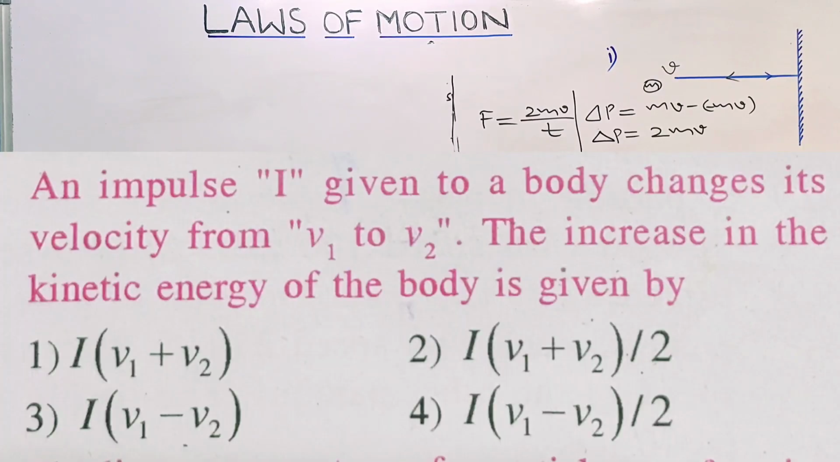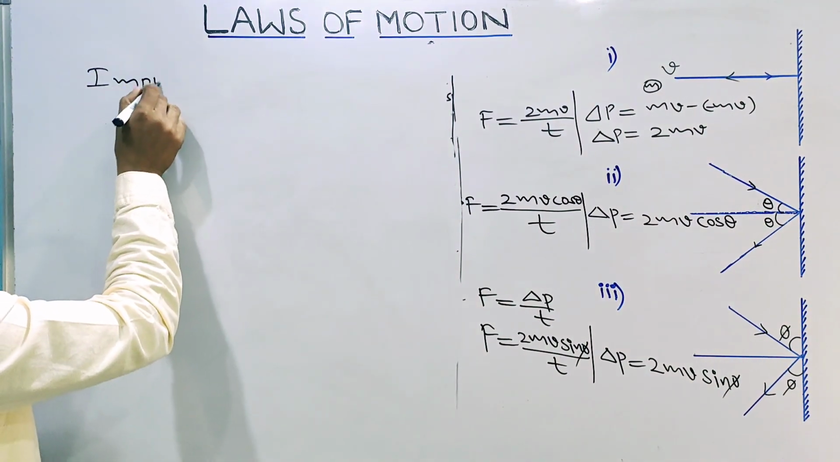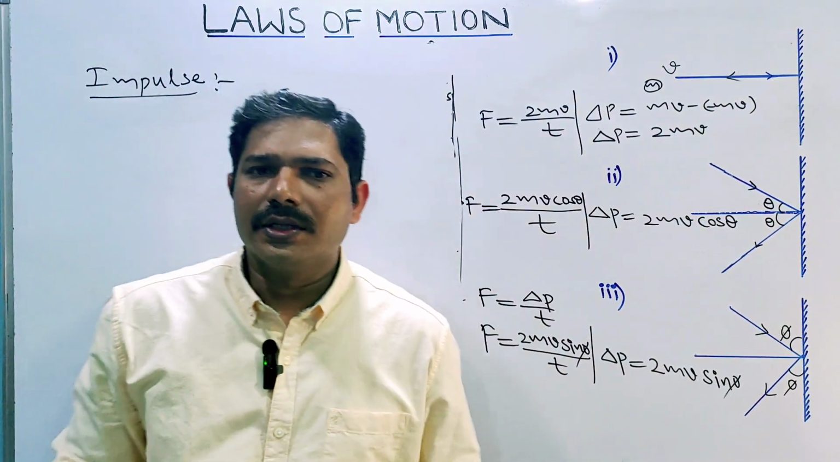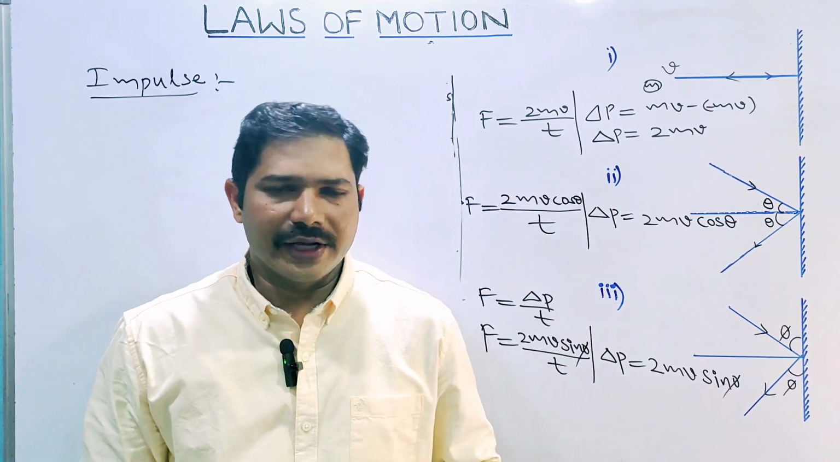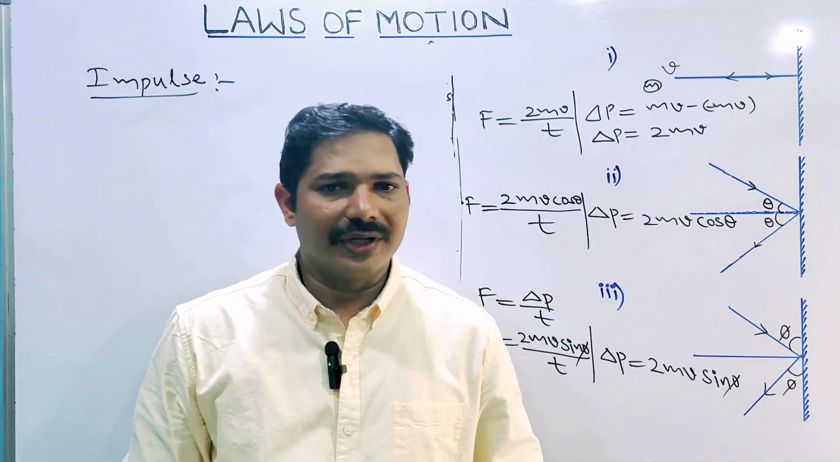Next question, you can observe on the screen. An impulse I is given to a body, which changes its velocity from v1 to v2. The increase in the kinetic energy of the body is given by. Here impulse means what? It is nothing but change in momentum. Another definition also we can take: a large force acting on a body for a short interval of time is called impulse.